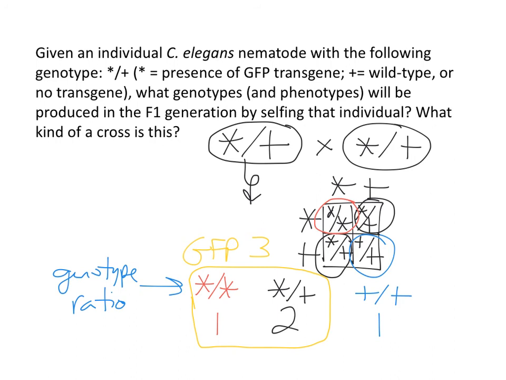Don't make fun of me, I've got a serious medical disease. It's a genetic disorder, it's called color blindness. And then we've got 1 worm that's wild type. That's the 3 to 1 ratio.